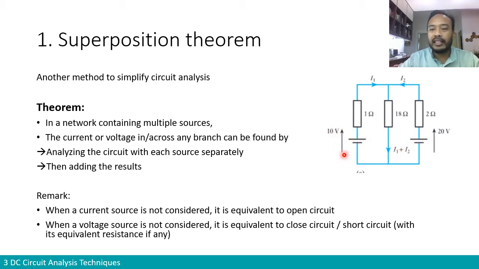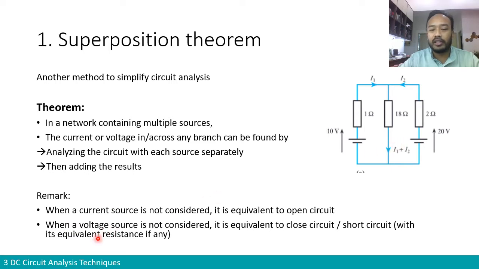If you're analyzing the 10 volts and we are neglecting this source over here, if it was a current source, in order to neglect it, what we do is basically the current source will become equivalent to an open circuit. So this part of the circuit will be an open circuit. And what happens if it is a voltage source?